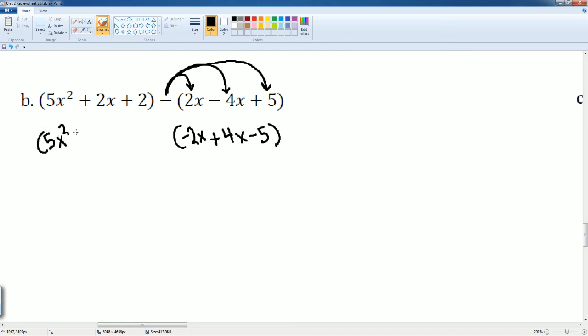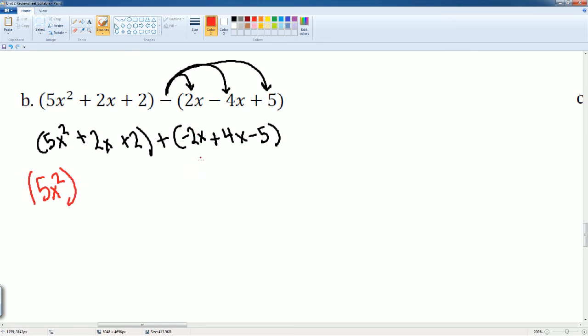5x squared plus 2x plus 2, in parentheses. And we know that we add here. All right, so let's combine our like terms. Well, we have our 5x squared minus 2. Oh, we don't. Uh-oh. Notice that this is not actually x squared. So that's it. This is all we have for our x squared term.